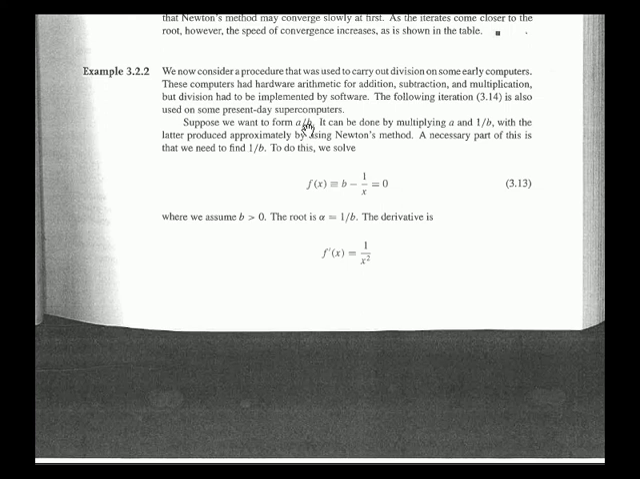So if you want to divide a by b, and you have a computer that can add, subtract, and multiply but can't divide, what do you do? Well, if you could find 1 over b without doing any divisions, then you just take a times 1 over b. So how can we calculate 1 over b?